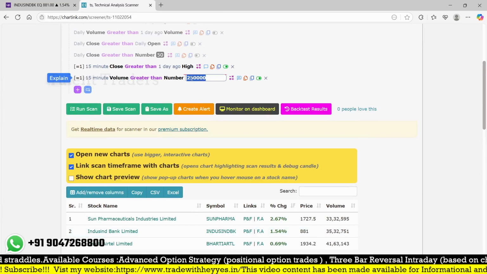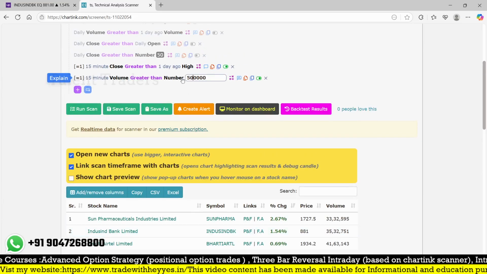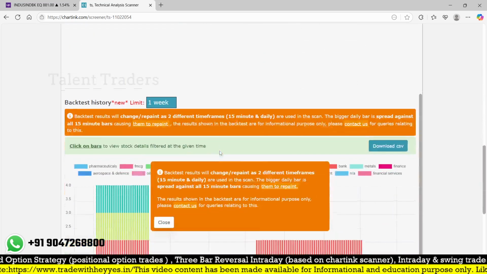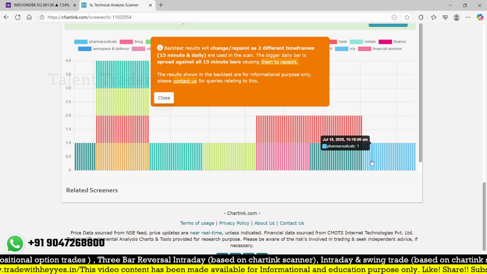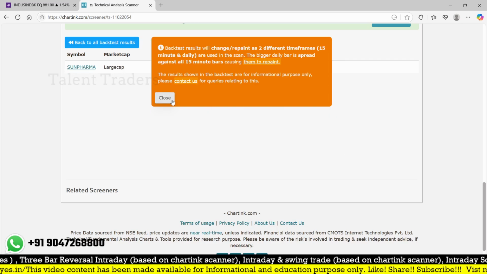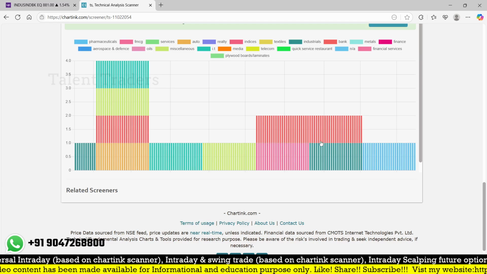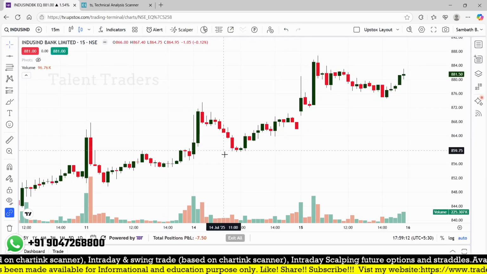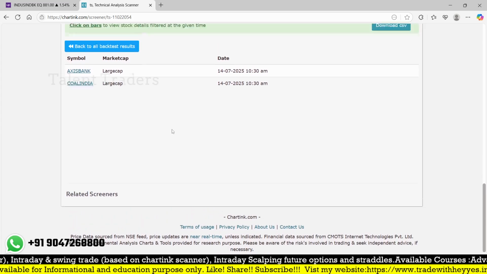For an example, let me go with 5 lakh and only one stock. And let's see the backtest. Okay, so I think today Sun Pharma. Okay. Previous day we have two stocks, Axis Bank and Coal India. This never ever changes because the condition is fixed.